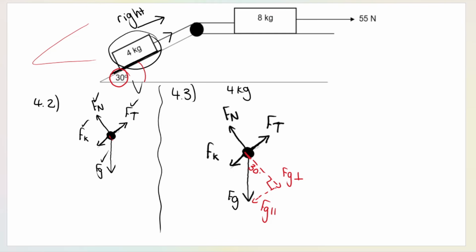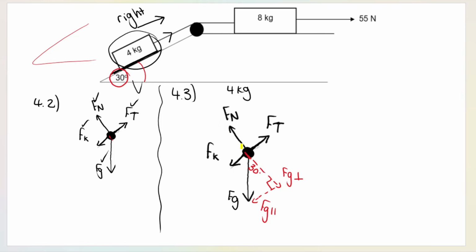I did an entire video on how to do this and how to know how to break it up into components. So if you've missed that, and if you don't understand what I did here, please go look in my playlist linked below. But a nice thing to remember is that the normal force and Fg perpendicular are always in the same straight line.